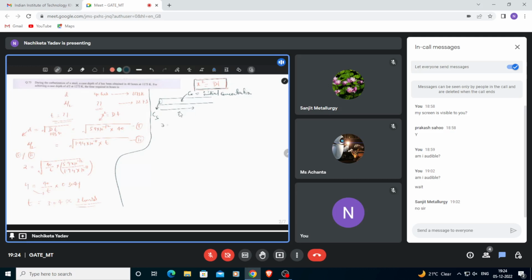So we know from Fick's second law, dC by dt equals D del square C by del x square. You know this equation, right? Here D is independent of concentration as well as space. Suppose space is denoted by x, so it is not a function of concentration or space.